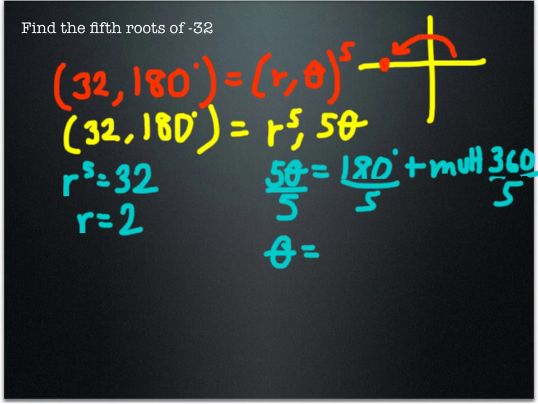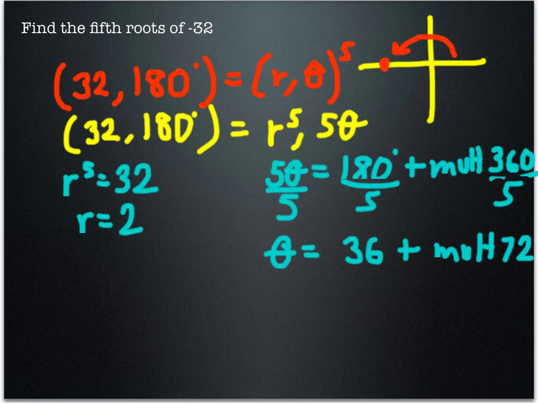So theta is going to be, got to get out my calculator here, figure out what is 180 divided by 5. And that's going to end up to be about 36, it looks like. And then I'm going to have multiples of 360 divided by 5, which is 72. All right, now I have everything I need here for me to write my final answer.